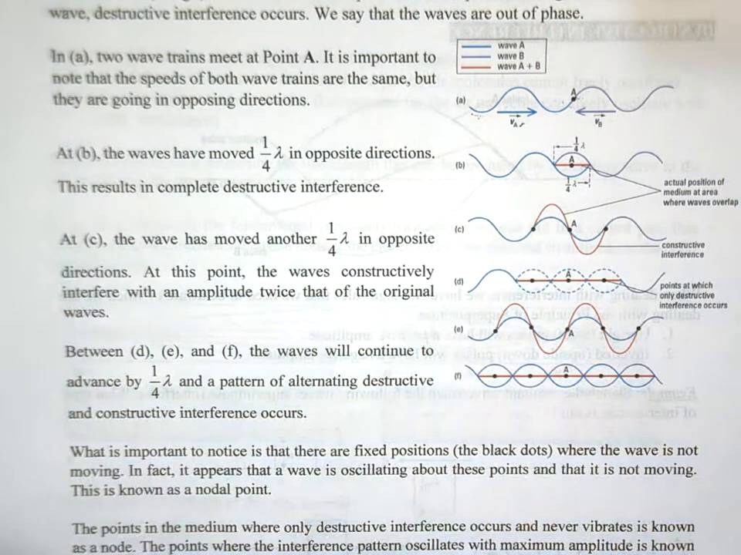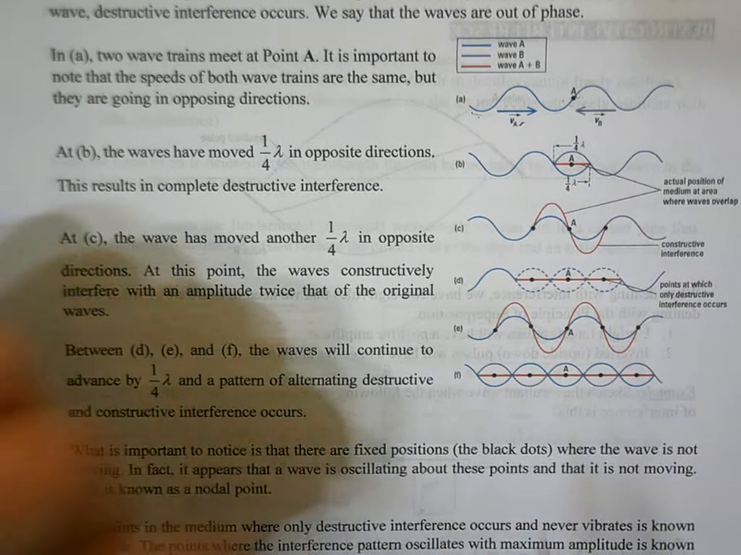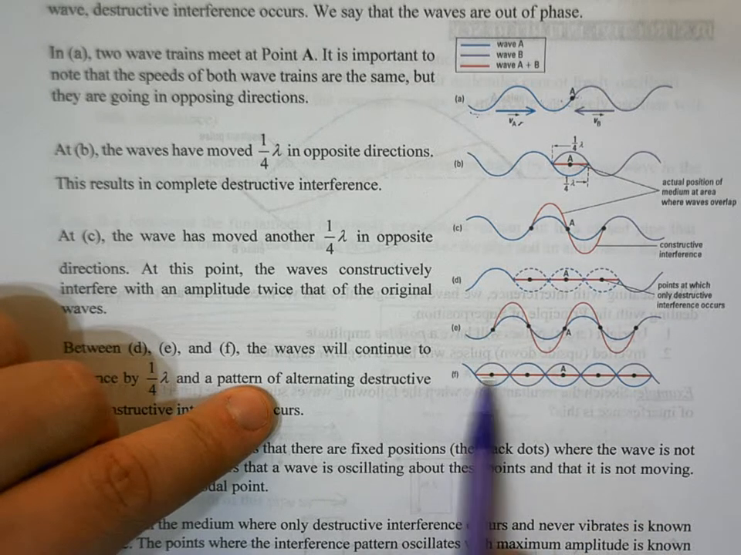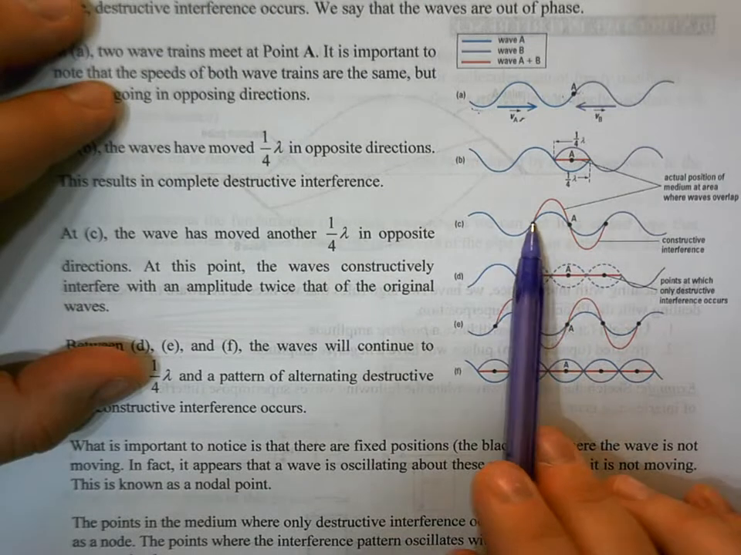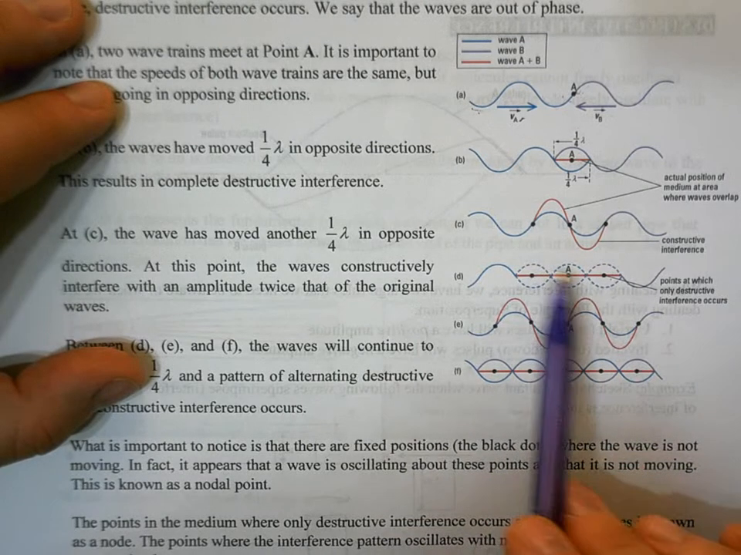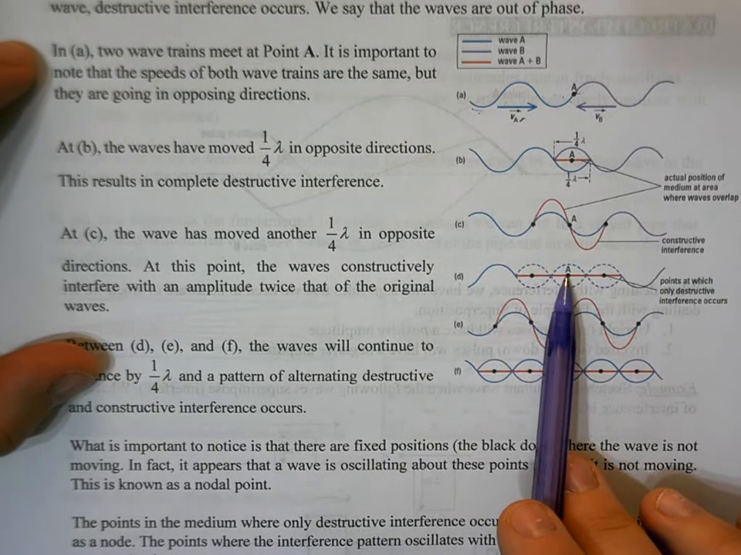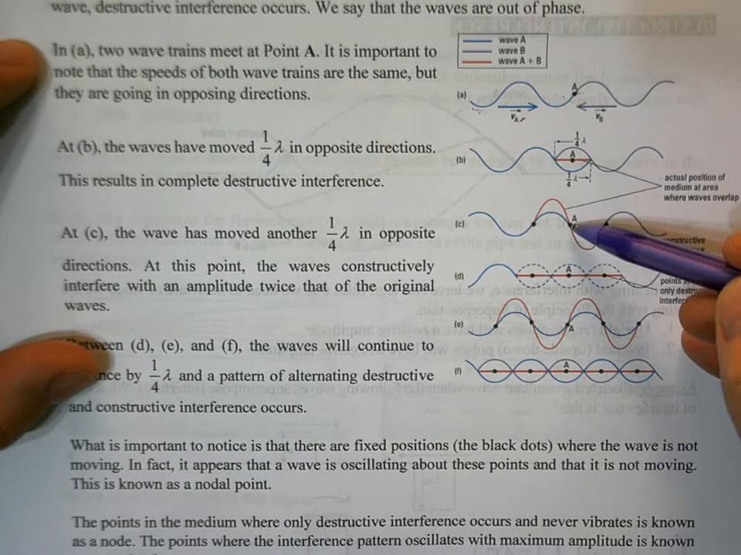If they advance another quarter of a wavelength, we're still having crest meeting trough, trough meeting crest, so we're going to produce destructive interference. Then as we advance another quarter of a wavelength, we'll see that constructive interference. Then another quarter wavelength will have destructive interference. What you should notice are these black dots here. These are referred to as nodes. At these points there's always destructive interference, because the wave is not moving. Nothing is changing at this point.